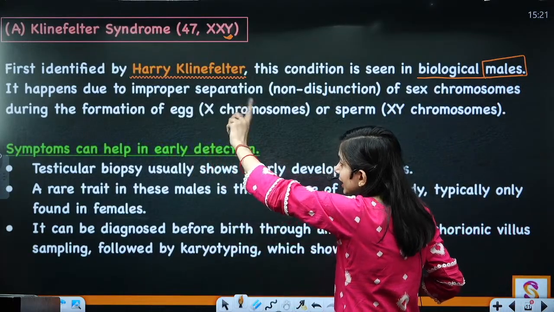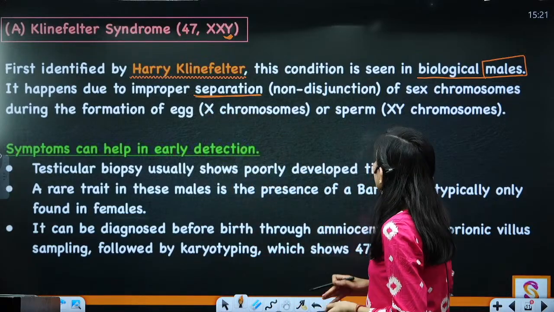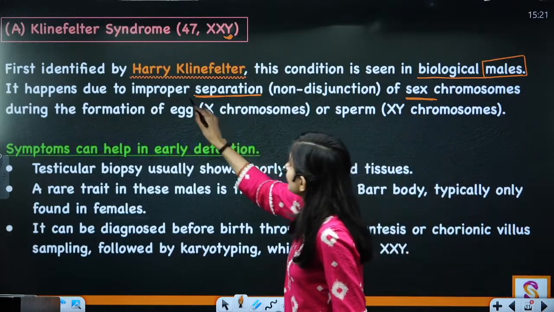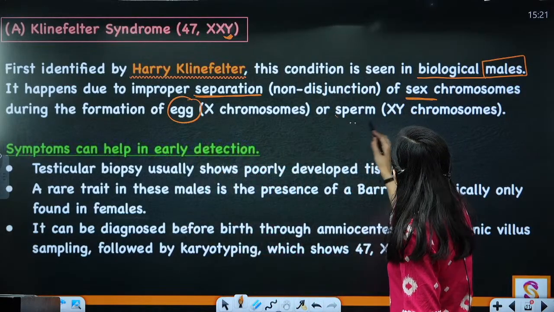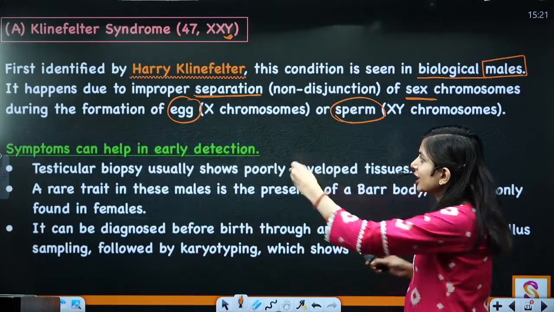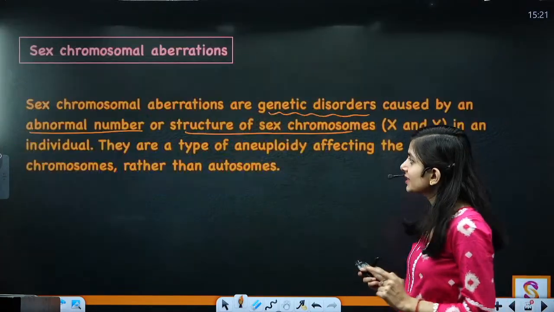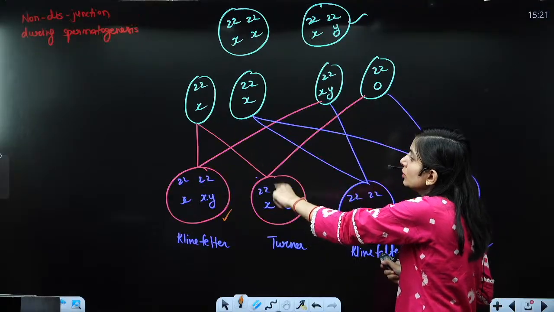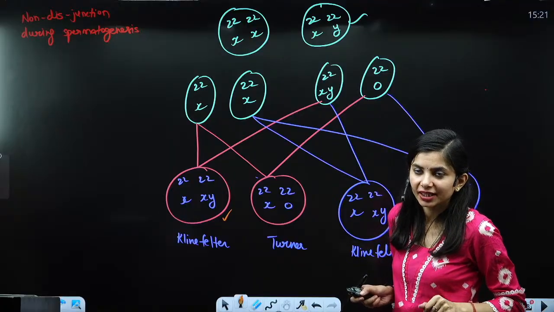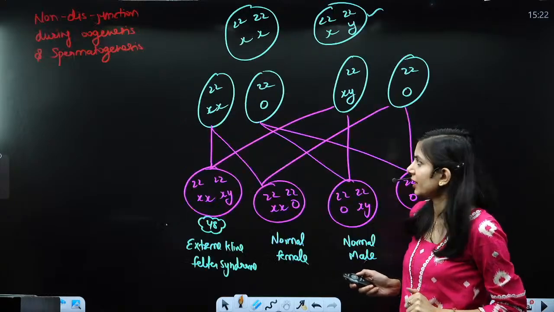And it used to happen when there is improper separation, meaning non-disjunction, of what? Of sex chromosomes. When? In case of egg cell formation as well as in case of sperm cell formation. Now, if I am just telling you this line, you won't be able to relate. But because I had given you a proper demonstration of how it would happen, now you would be able to relate it, like how it happens during oogenesis and during spermatogenesis.